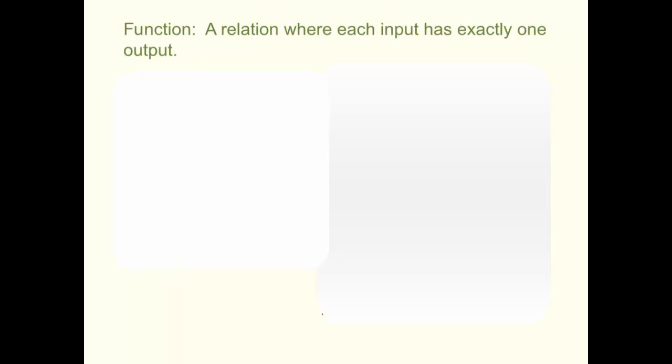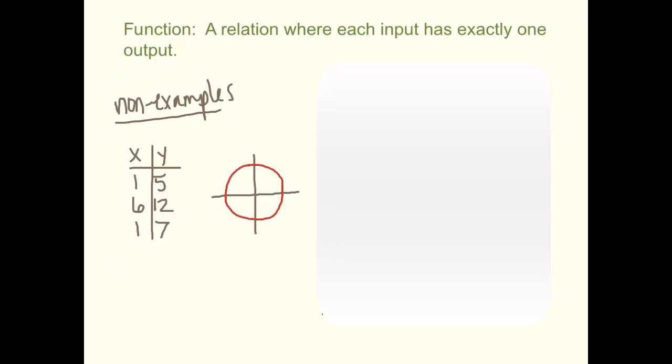So now we're going to talk about functions, which is a specific type of relation. So a function is a relation where each input has exactly one output. I'm going to give you some examples and some non-examples. Let's start with some non-examples from the previous page first.